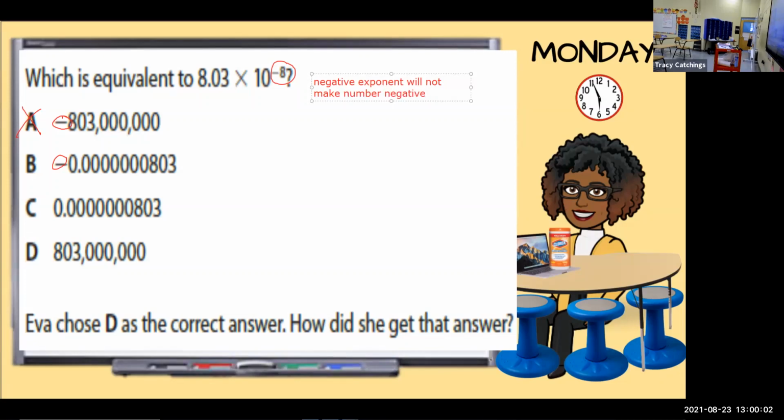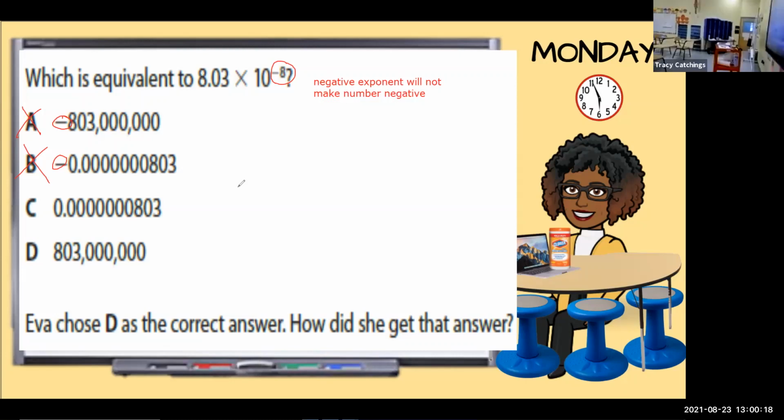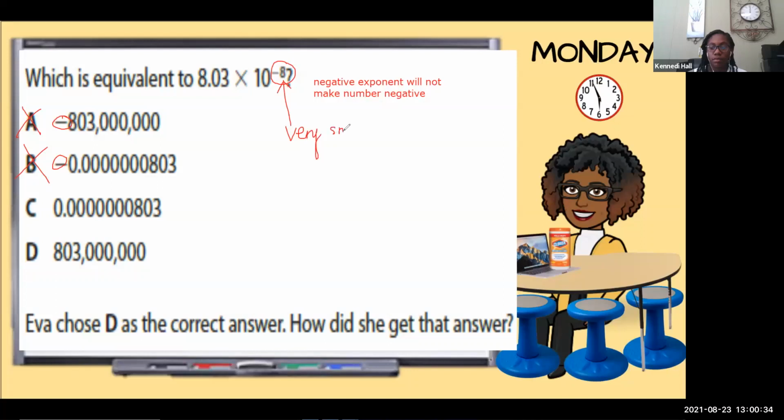All right, you can go ahead, Jamal. It's not B because it's not a small number. Small numbers have zeros before it. Okay. And you can eliminate C too. Before we start eliminating C and D, have another look at your exponent. Now we said a negative exponent goes to a very small number. So we can eliminate D.